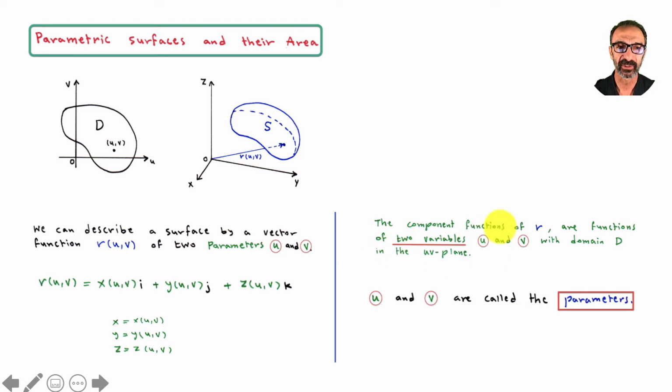The component functions of R are functions of two variables. In general, we call them U and V, where U and V are called the parameters. You can see circled, boxed, those are things that are very important for this video that you need to pay attention to.